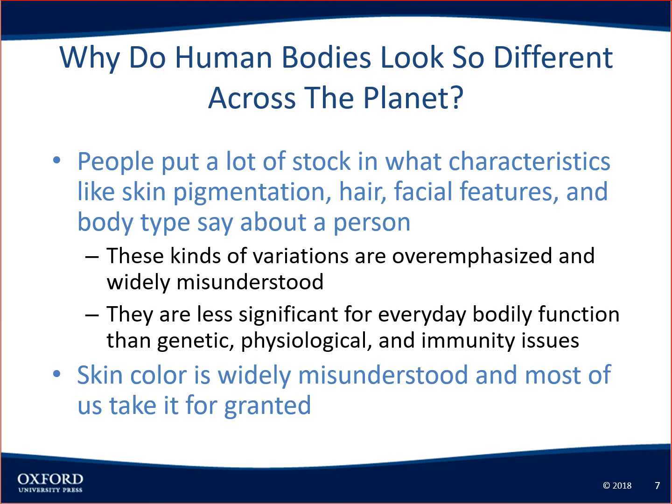So, why do human bodies look so different across the planet? People put a lot of stock in what characteristics like skin pigmentation, hair, facial features, and body type say about a person. However, these kinds of variations are overemphasized and widely misunderstood. They are less significant for everyday bodily functions than genetic, physiological, and immunity issues. Skin color is widely misunderstood, and most of us take it for granted.